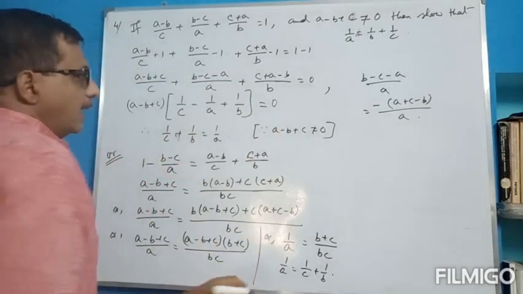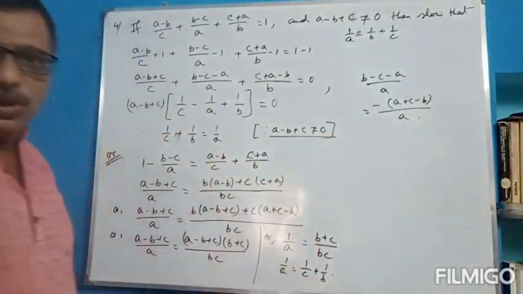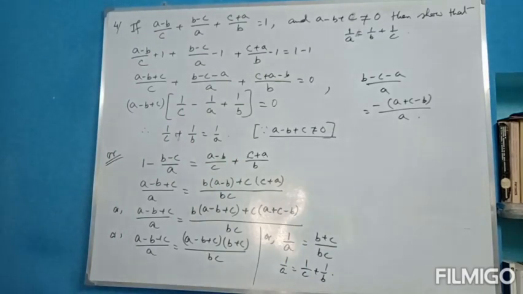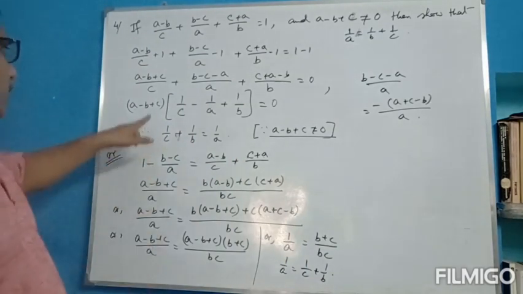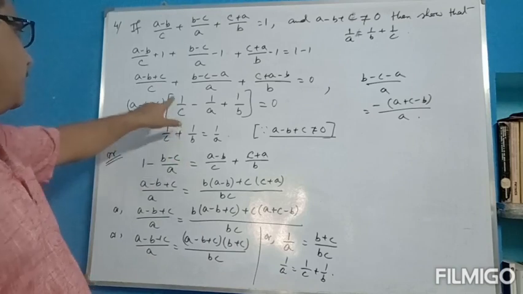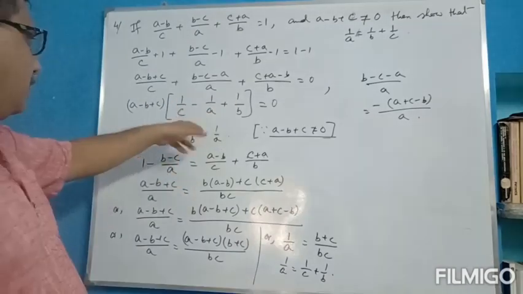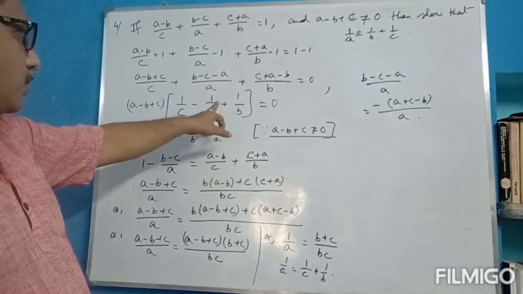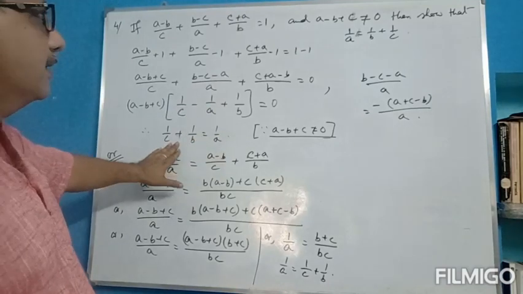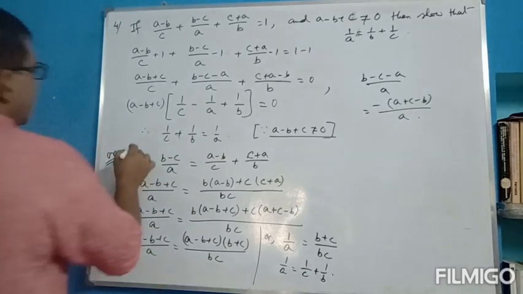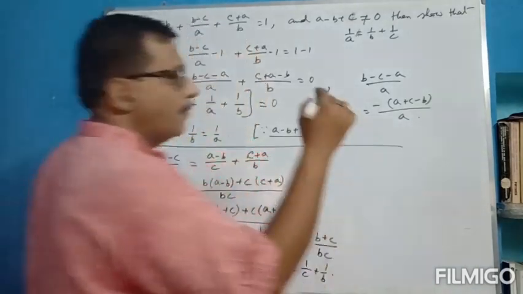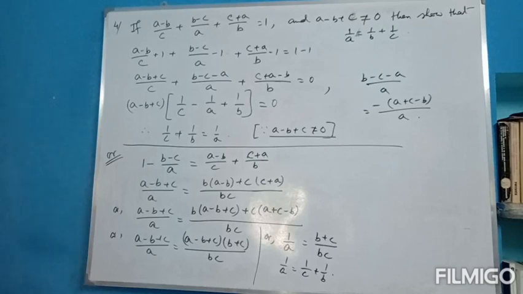But it is given that a minus b plus c is non-zero. It is given. So the remaining term is 0. That means 1 by c minus 1 by a plus 1 by b is equal to 0. If we transpose 1 by a to the right hand side, then we get the result. In this way we can solve this problem.